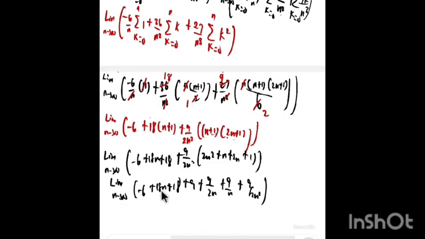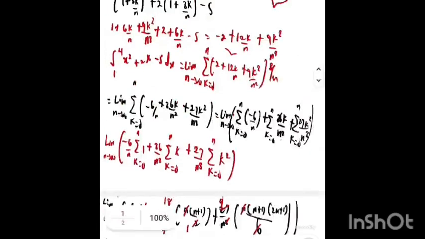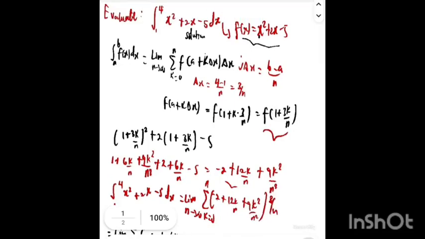If you take the limits as n tends to infinity, this will go, this will go, this will go. So what we have now is negative 6 plus 18 plus 9. What is negative 6 plus 18 plus 9? Definitely that gives us 21. So that's the answer to that integral, using the Riemann sum and the limit definition.